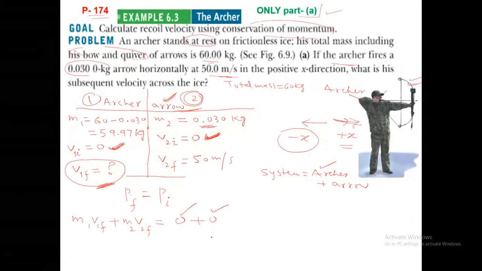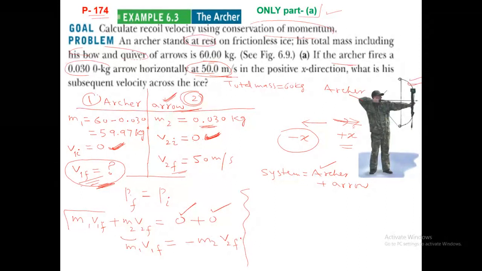Sir? Yeah, okay. Good. Initial momentum for the man and for the arrow both 0. But the final momentum for the man, because the archer I am taking as 1, is M1 V1F. You have to find out V1F. Whereas V2F, the final velocity for the arrow, is given to you, which is 50. Now I need V1F, so I will keep this on the left side and take this to the other side. It will become negative: minus M2 V2F. And here you have M1 V1F.